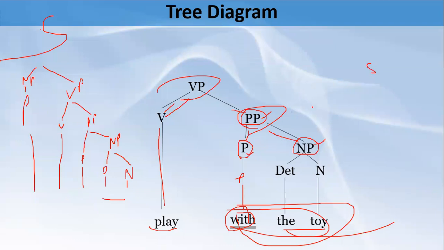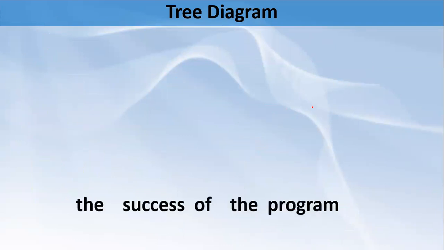Moving to some other examples. The success of the program. So we need to start with the very last one, the program. Now focus please. Program, what is it? Come on. Noun. It's a noun. Good. And this one? Article, determiner. Yes, this is called a determiner. And a determiner and a noun combined, they constitute what?